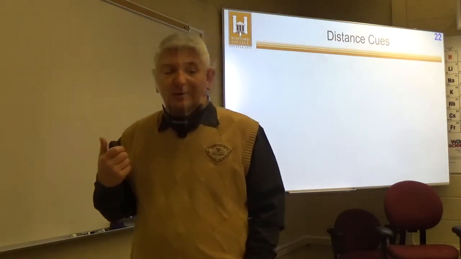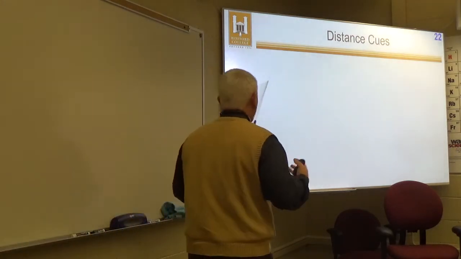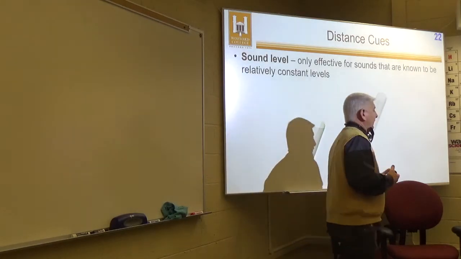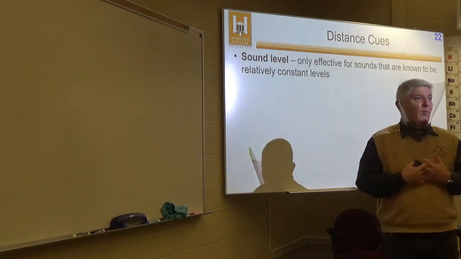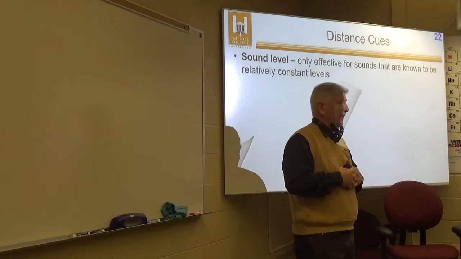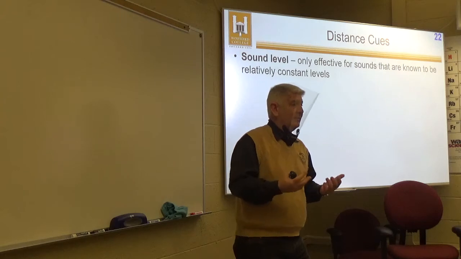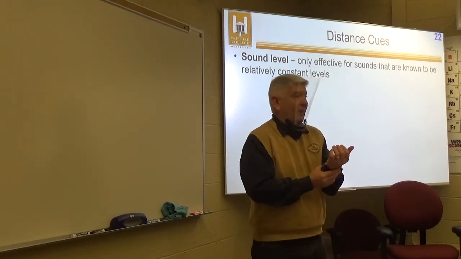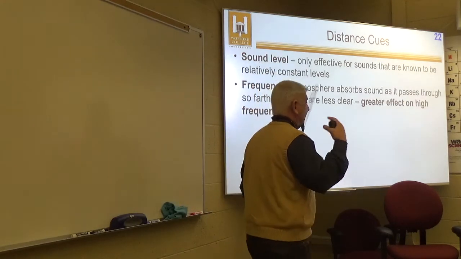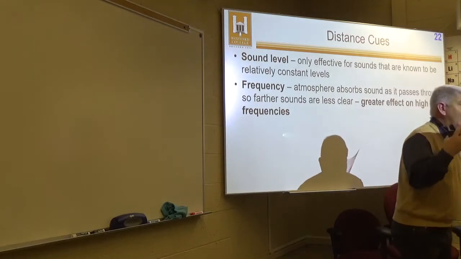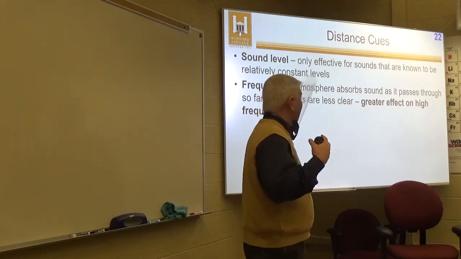And then our last sort of sound localization cue is distance cues. How far away is the sound from us? And so sound level is one way we know that. If we are familiar with the sound and we're familiar with how loud that sound should be, then changes in intensity can help us understand how far away that sound is. That's only good for things that we know are at like relatively constant levels. Right? Relatively constant levels of sound.